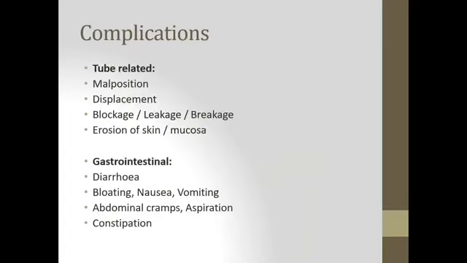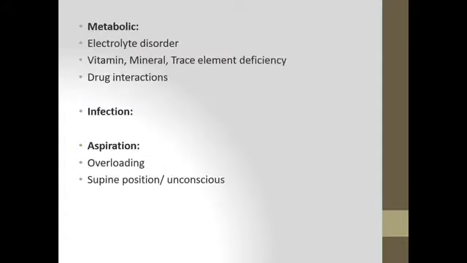So the complications of enteral feeding are: the tube may be malpositioned or displaced, blockage or leakage, the tube may break, and erosion of the skin and the mucosa. There may be gastrointestinal complications like diarrhea, bloating, nausea, vomiting, abdominal cramps, aspiration and constipation. These are some complications. And metabolically, electrolyte disorder, vitamin, mineral, and trace element deficiency, and aspiration overloading.